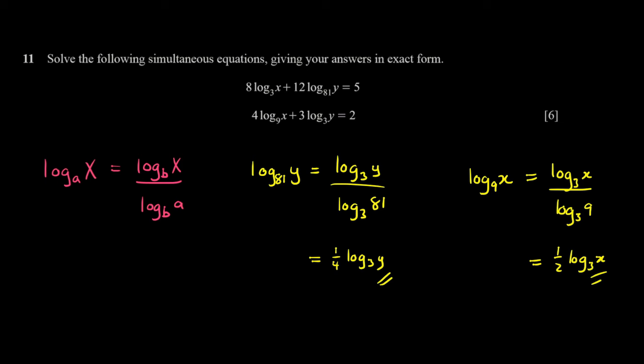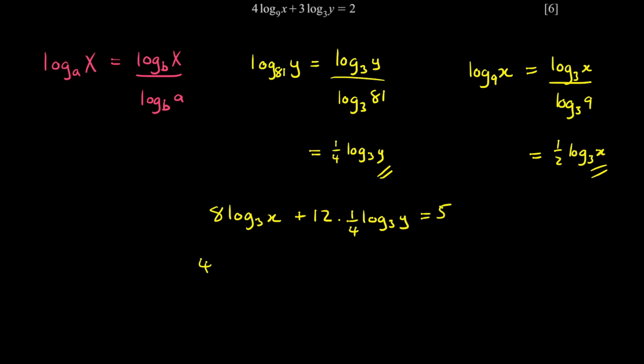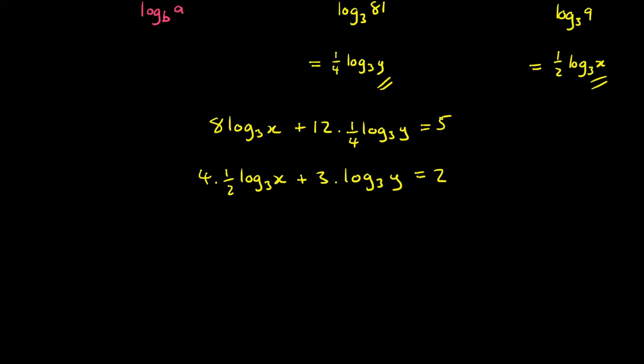Now, once we've got that, we can just substitute into our equations, right? So we are now going to get 8 log base 3 of x plus 12 times a quarter log base 3 of y is equal to 5. And then for the second equation, we're going to get 4 times a half log base 3 of x, plus 3 times log base 3 of y, is equal to 2. Okay, so these are our two equations.